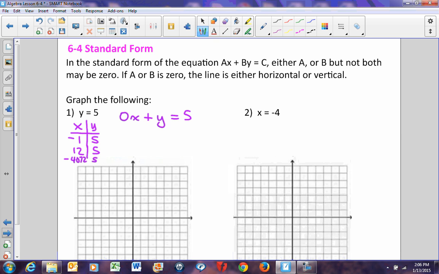Therefore, where is y 5? 1, 2, 3, 4, 5, right here. This would be a horizontal line. Okay? This is the equation of y equals 5. If you ever get a problem in the form of y equals something, we'll say y equals a constant, since we used k for a constant last time, that will always be a horizontal line.